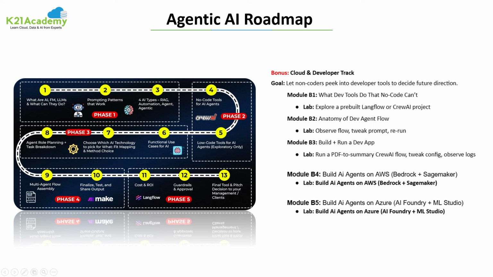And next, you can move on to building and running a PDF to summary flow using Crew AI, adjusting the configurations and monitoring logs. And also, if you're looking to expand your skills further, you can take it a step higher by building AI agents using AWS Bedrock and SageMaker, or exploring Azure's AI Foundry and ML Studio to see how developer tools in the cloud work. So this will give you a hands-on feel of both no-code and developer tools, so you can decide if you want to dive deeper into the developer side or stick with the no-code path.